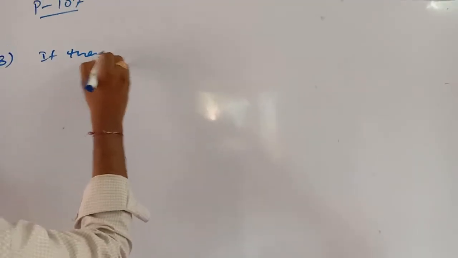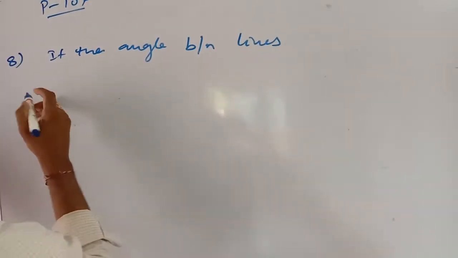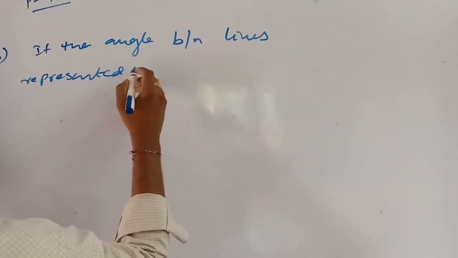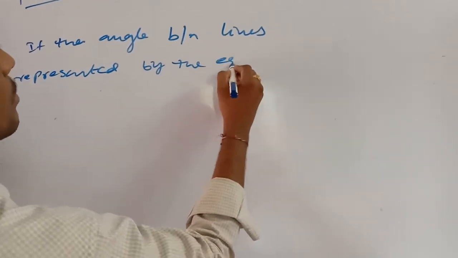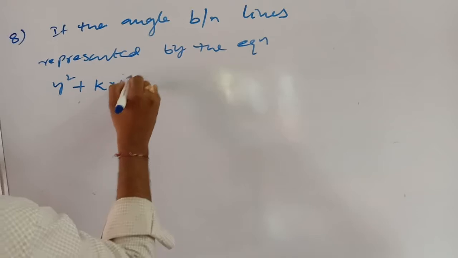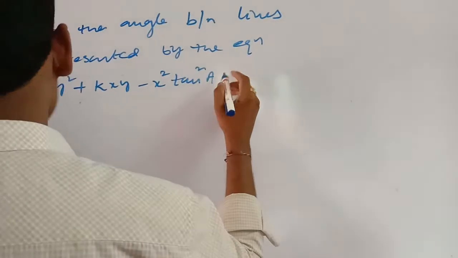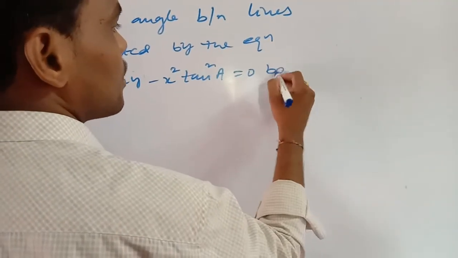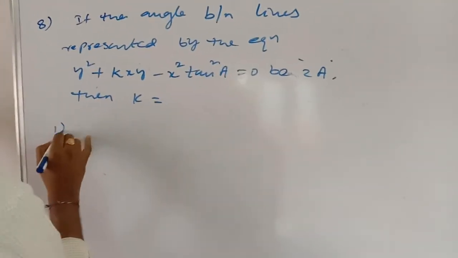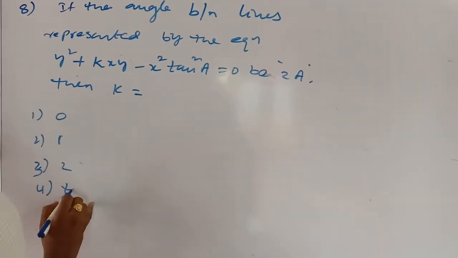The angle between the lines represented by the equation y square plus kxy minus x square tan square a is equal to 0 is 2a. Then k is equal to? Here the options: first option is 0, second option is 1, third option is 2, fourth option is tan a.